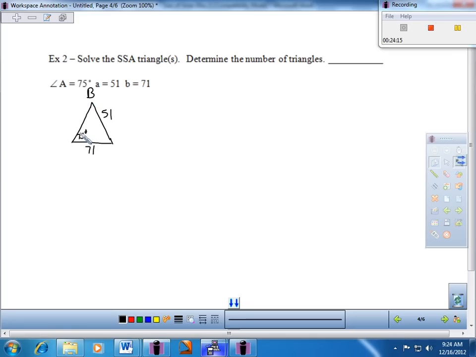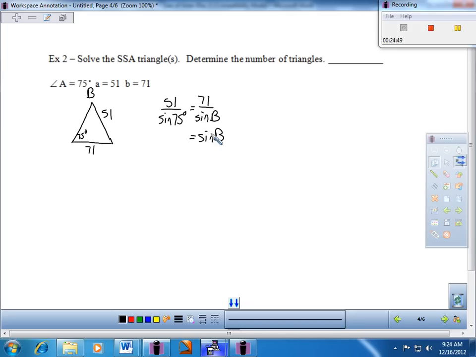I have what I'm looking for. I have a side across from the angle. So everyone set up your constant ratio there, sine of 75 degrees, and then I end up getting 71 over the sine of B, whatever it may be. Okay, perfect. Now, here's where I need you to get. Let's get this piece. What is the sine of angle B? Let's get to that stage, everyone, if you would.